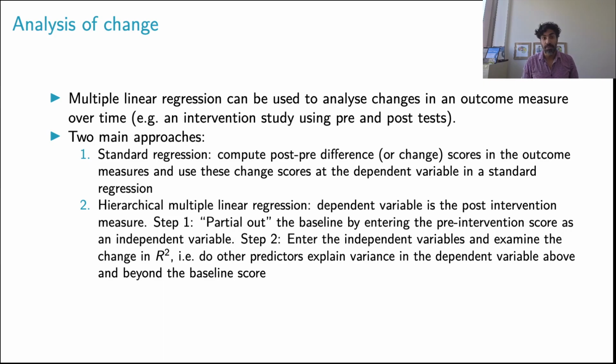So the two main approaches, if you're within the framework of a multiple linear regression model, is you can do a standard regression and you actually compute the post minus pre, the difference. So you just calculate what the difference in the score is, and that becomes the outcome measure as the difference, and use these change scores as the dependent variable in the standard regression.